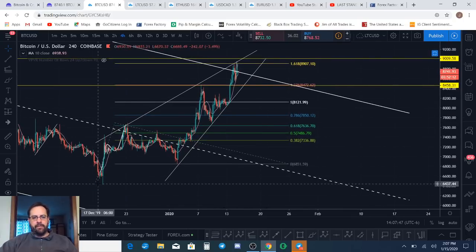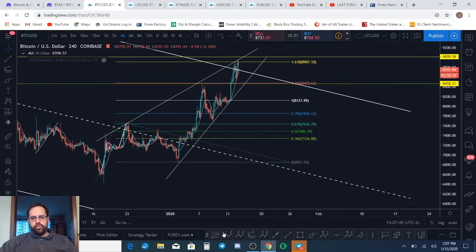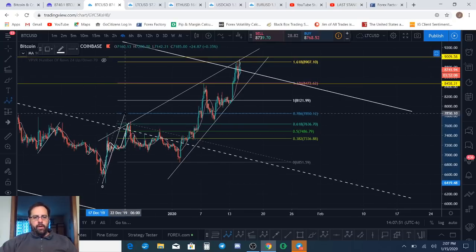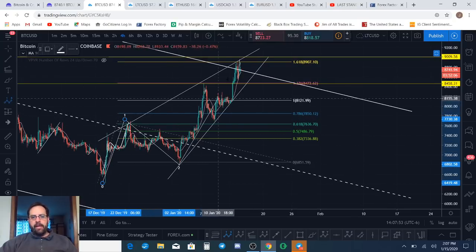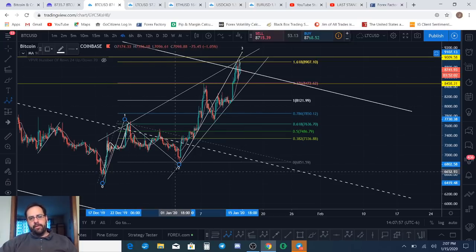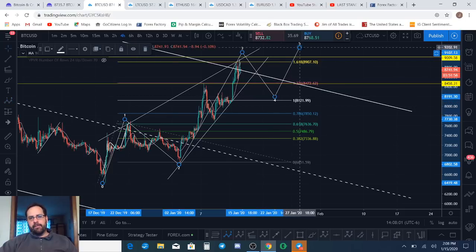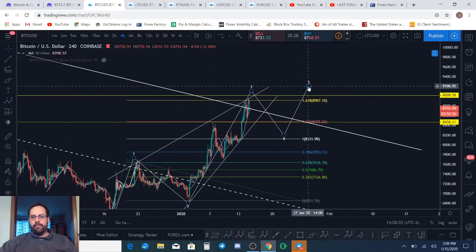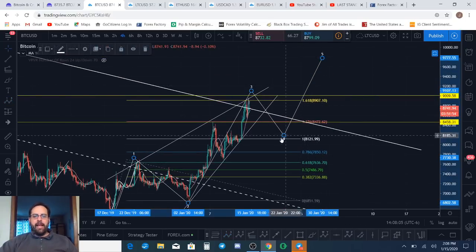I'd be counting this as a 1, a 2, a 3, all that's 3. We get a retrace of 4 back here. Look for a 5 up here. Okay. Now I personally don't like that, but that's how a bull's thinking.